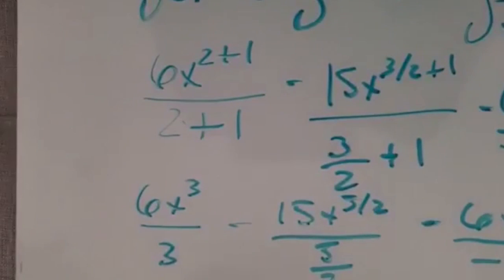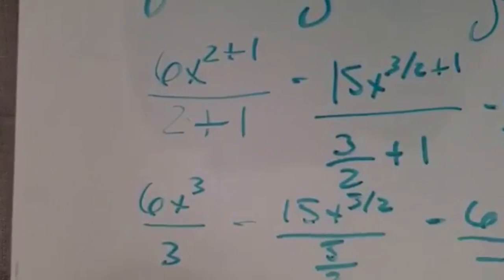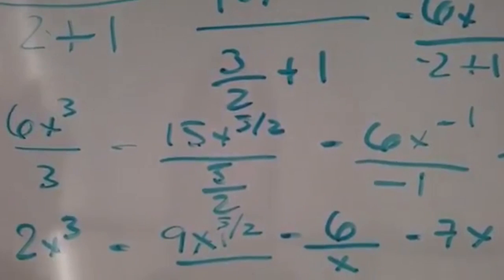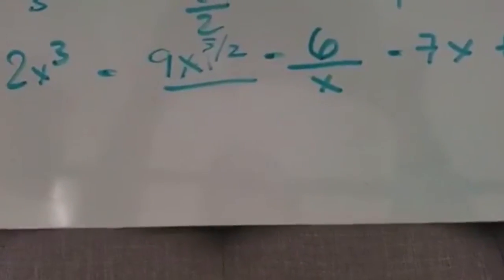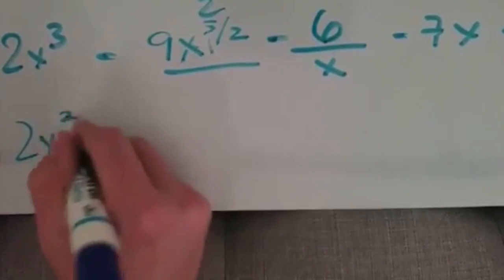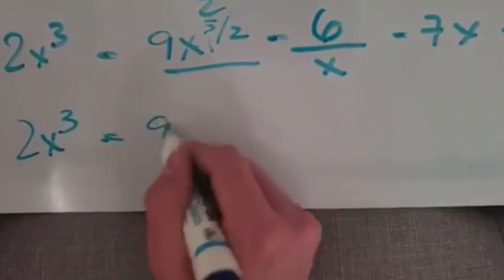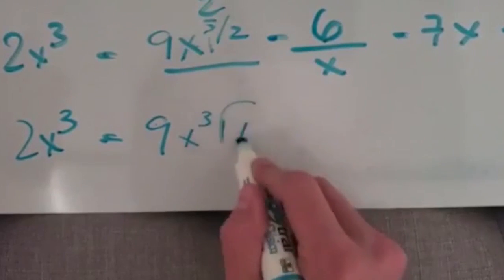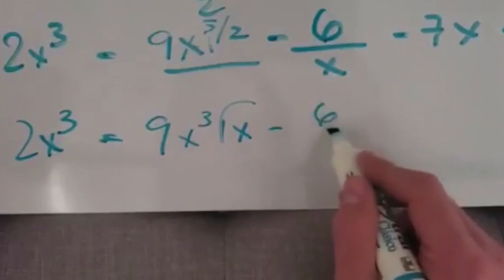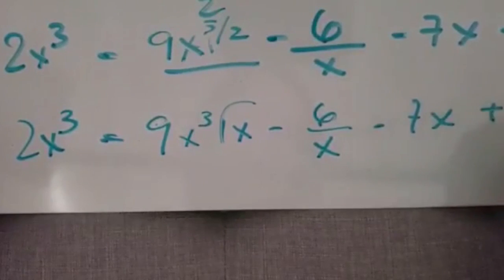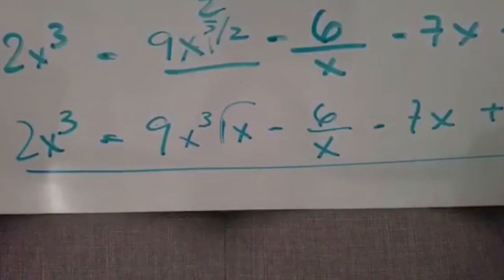You can now simplify this also, so the correct answer would be 2x cubic minus 9, so you have here 3x minus 6 over x minus 7x plus c, and this is your final answer.